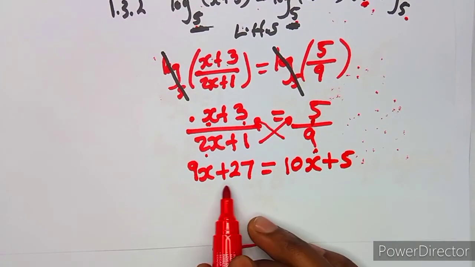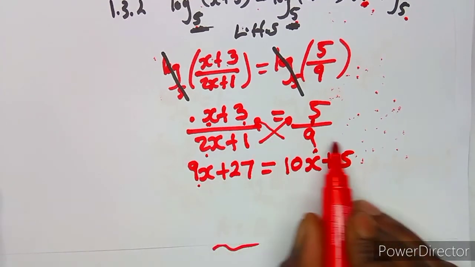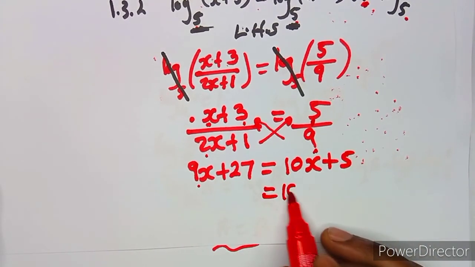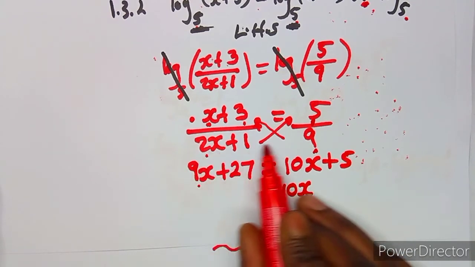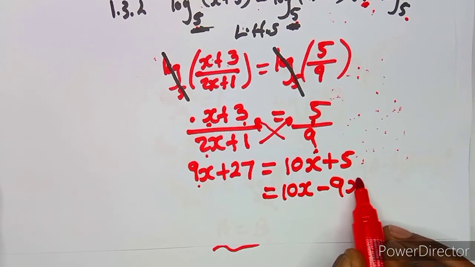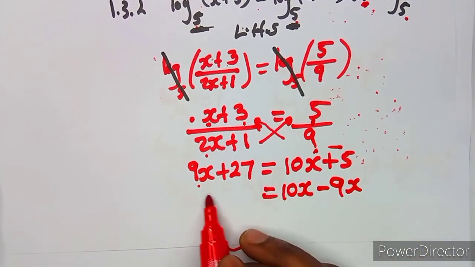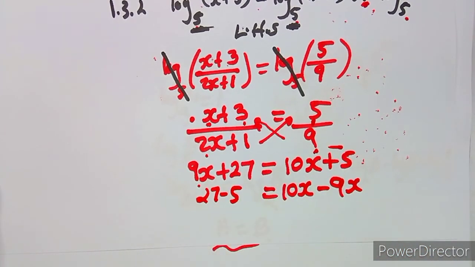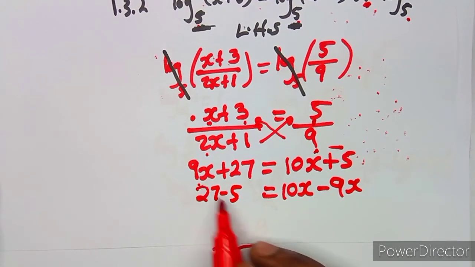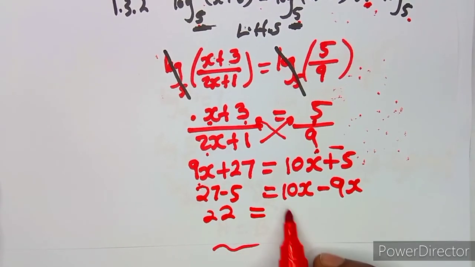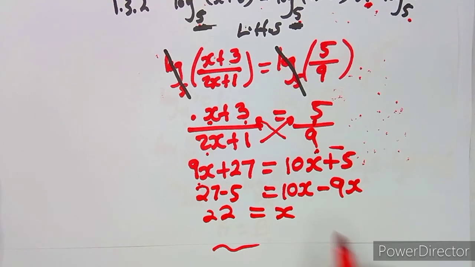Now collect like terms. This is the smaller number, so I can take it to the bigger number here, which is 10x. If I take 9x to this side, it's going to be minus 9x. 5 to this side is going to be a minus, so it's 27 minus 5. So I'm left with 22, which is equal to x. Just like that, x is equal to 22, guys. Is there anything else we can do? There's nothing. So therefore x is equal to 22.